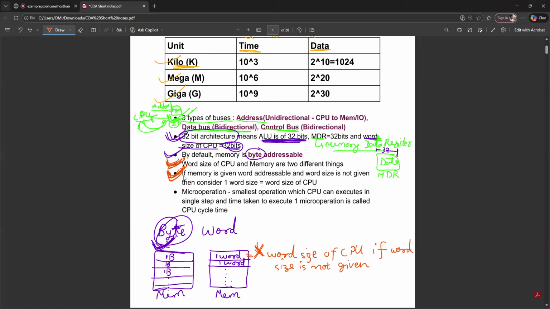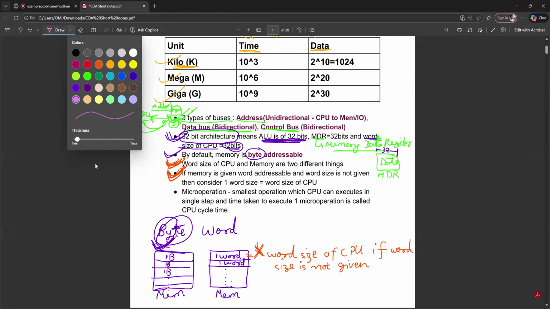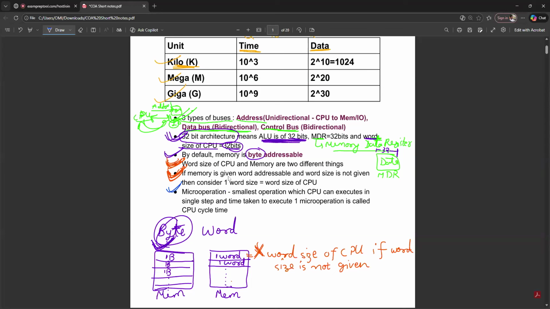Okay, now moving to the next point. Micro operation. What is the micro operation? The smallest operation which CPU can execute in a single step. So what in a single step a CPU can execute, that smallest operation is called a micro operation.